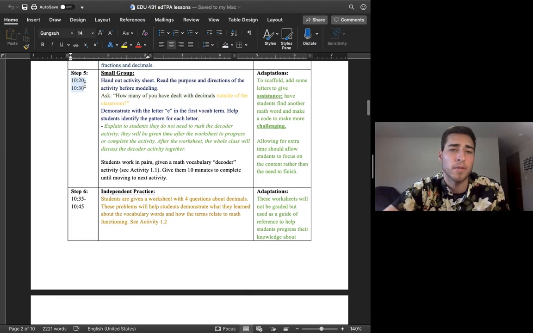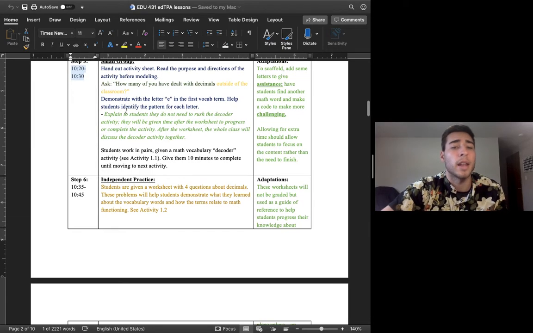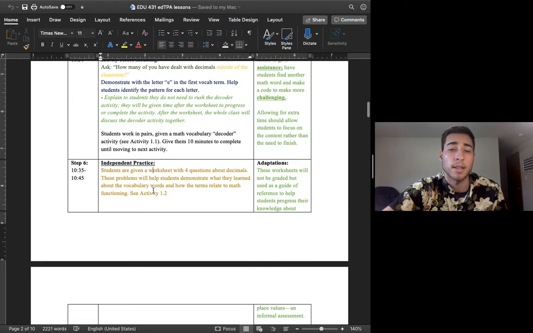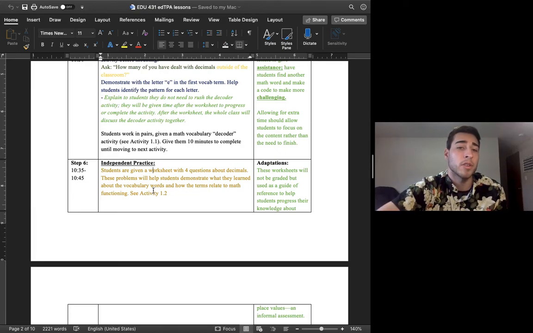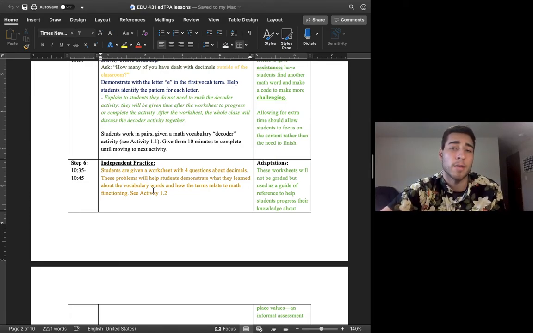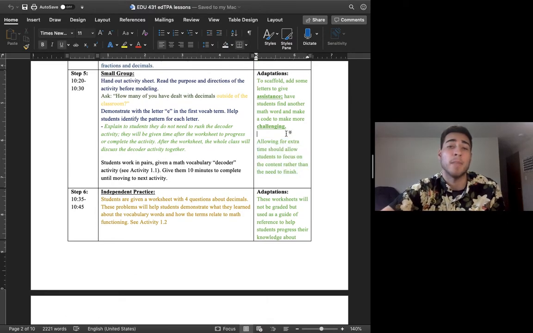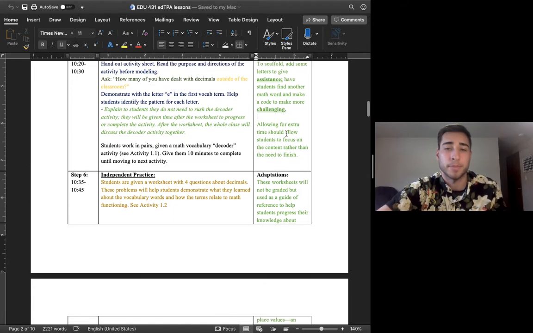And then this is only going to be for about 10 minutes that they're going to work on this, and then we're going to jump into the independent practice. Students will have time after the independent practice to go back to that vocabulary decoder if they have not finished, and again that just allows for extra time for students to focus on the content rather than just needing to hurry up and finish, because that vocabulary decoder is not being graded. It is an informal assessment, and it's just going to allow them to refer back to that sheet, again, to help them understand the terms that we're using throughout this chapter.